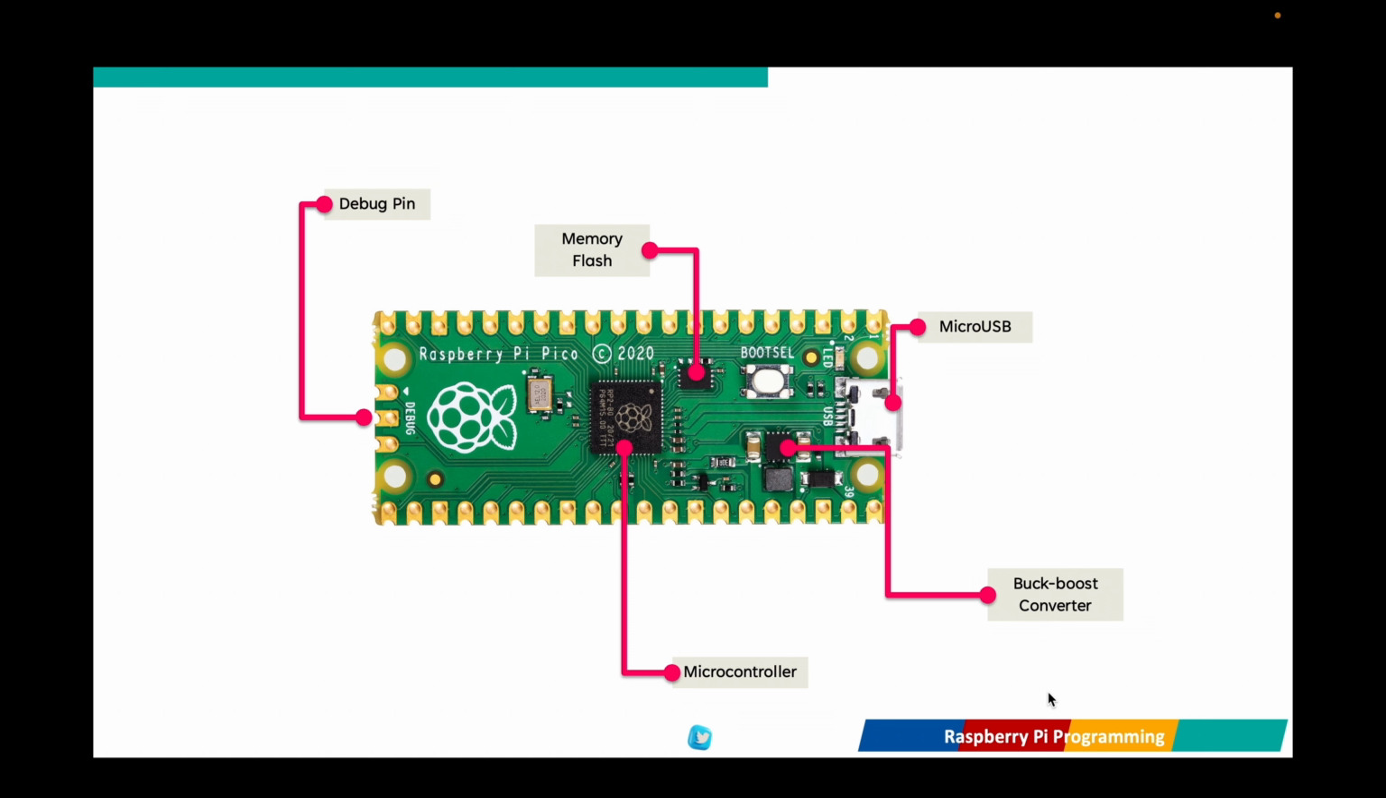This is an onboard buck converter switching regulator that efficiently steps down voltage from the USB input, typically 5 volt, to the 3.3 volt required by the RP2040 microcontroller and other components.